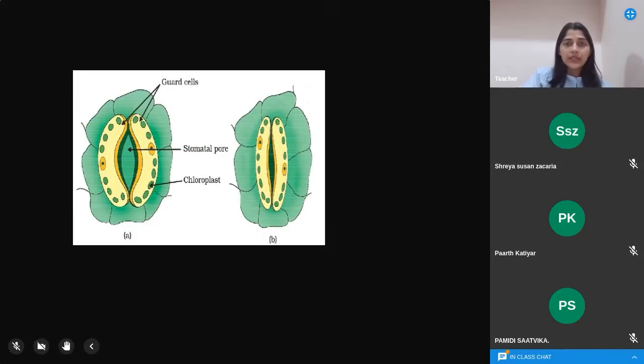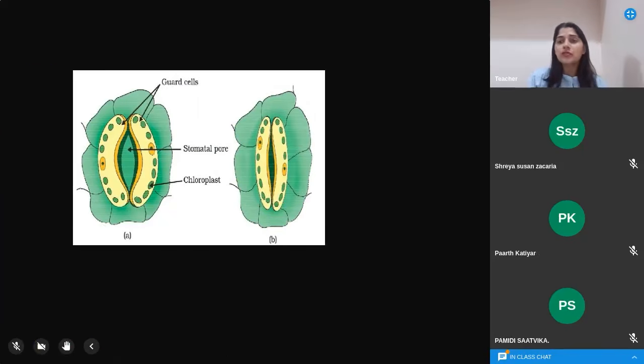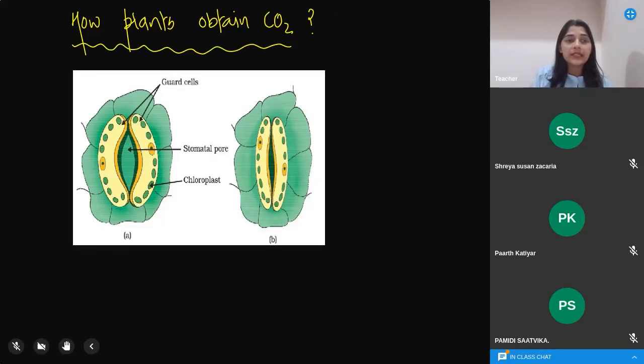Okay, now as I told you, they are going to get this CO2 from the atmosphere, right? So how will they be getting this CO2 from the atmosphere? Wait a second, Shreya. So how do plants obtain CO2? They'll be obtaining it from the structures called stomata.